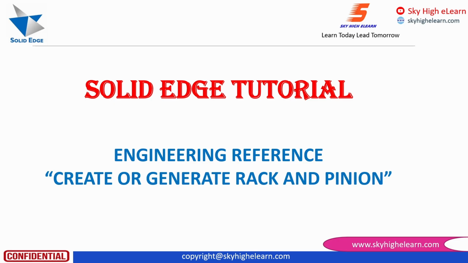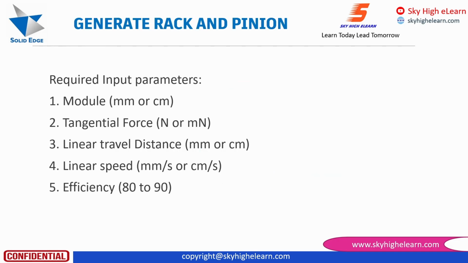So let's get started. To generate a rack and pinion in Solid Edge, we need some input parameters like module, tangential force, linear travel distance, linear speed, and efficiency. The module should be in mm or centimeter. Tangential force should be in Newton or millinewton. Linear travel distance should be in mm, centimeter or meter so that we can configure the length of the track or rack. Linear speed should be in mm per second or centimeter per second. And efficiency we will consider 80 to 90%.